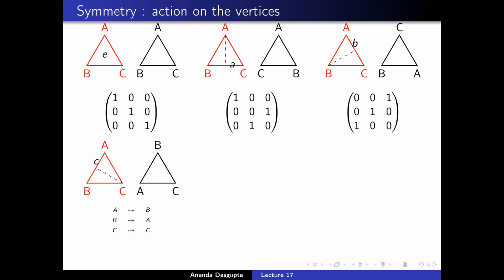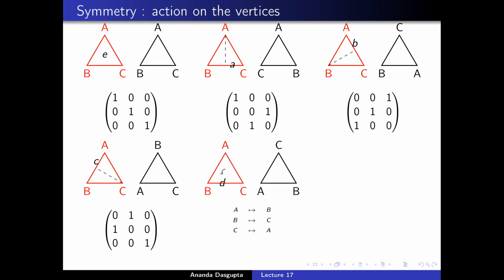Small c, again pretty straightforward. Capital C stays unchanged. A and B switch. So you get 0, 1, 0, 1, 0, 0 and 0, 0, 1 for the corresponding matrix. Under the action of D, all three vertices switch positions. A goes to B, B goes to C and C goes to A. And this means that the corresponding matrix is going to be 0, 1, 0, 0, 0, 1, that's B going to C, and then C going to A, that's 1, 0, 0 for the third column.